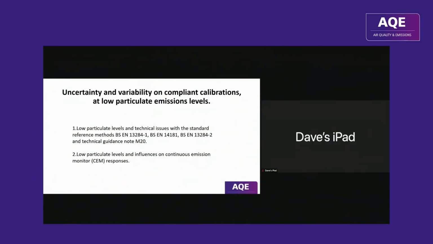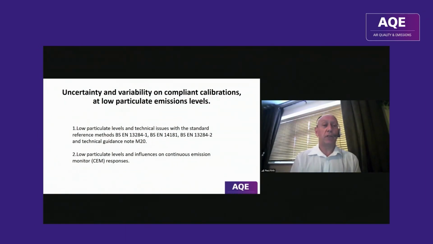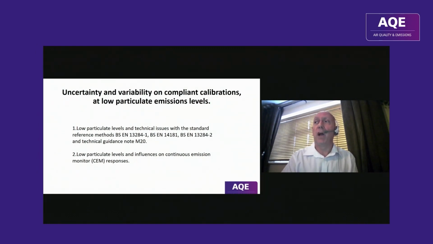The presentation is broken down into two parts. The first part is going to cover low particulate levels and some of the technical issues and extracts from the standard reference methods, BS EN 13284 Part 1, 14181 and 13284 Part 2. And also I will cover low particulate levels and influence on continuous emission monitors, also known as automated measuring systems. At the end of the presentation, I'll also cover a section on control chart approach, which offers a viable alternative when particulate monitors cannot be calibrated.